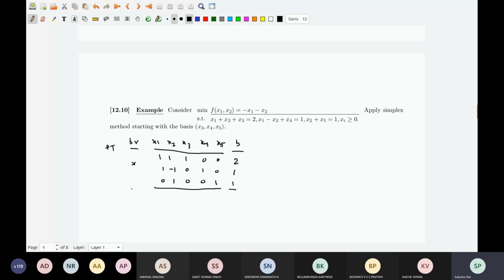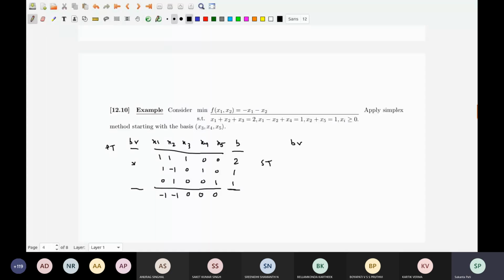And what do I have to minimize? I have to minimize minus x1 minus x2 over here. This is my problem table, and that part is fine. It says apply simplex method starting with the basis x3 x4 x5. So what I do now, let me rewrite the simplex table at the basis x3 x4 x5.